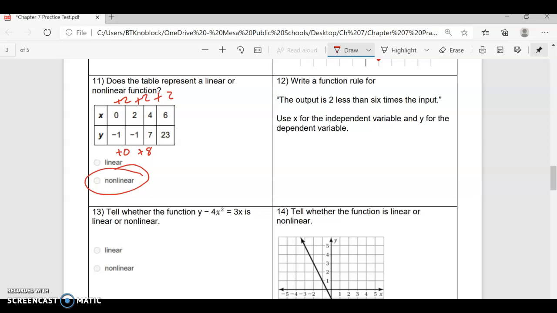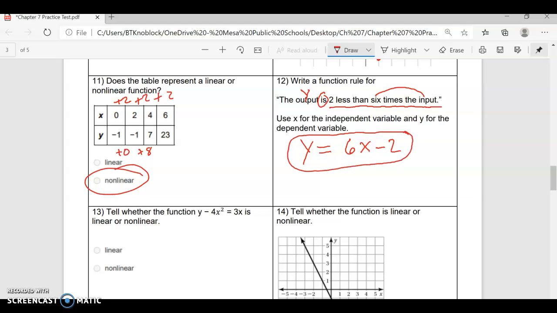Write the function rule. So the output, that's your y, is equal. So we have y equals 2 less than 6 times your input. So 6 times your input would be 6x. Less than, that's going to be minus. So you have to do minus 2 for that one. You can't do 2 minus 6x. So we end up with y equals 6x minus 2.